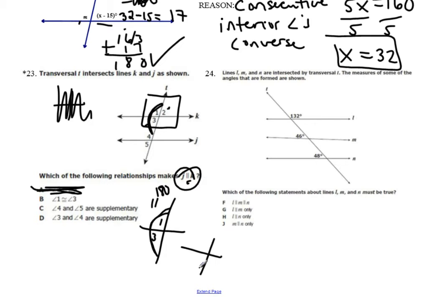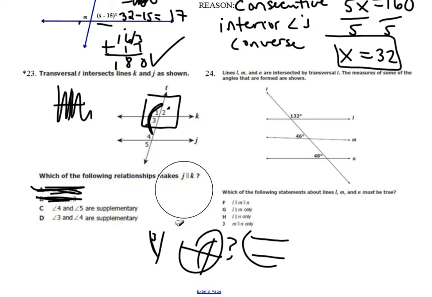Look, here's your linear pair. Where are the parallel lines? Parallel lines look like this. I don't see this in a linear pair. So that's not going to prove my lines are parallel.